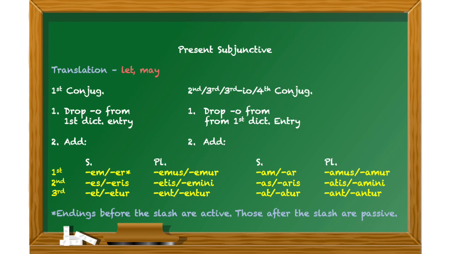And so here are the endings. And what you'll notice is that I've kind of got two sets of endings for everything. For example, under first conjugation, for first person singular, I have em/er. And you'll notice the little footnote there. Endings before the slash are active. Those after the slash are passive. So we can really get all of the active and passive endings here in one chart. So go ahead, pause the video, copy this, and when you're ready, continue.